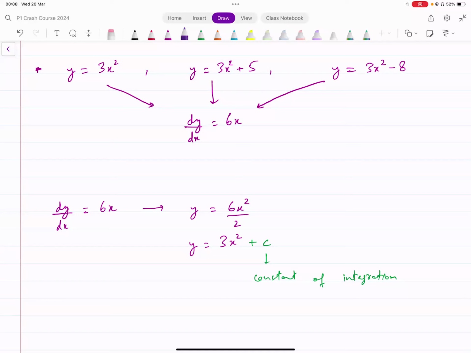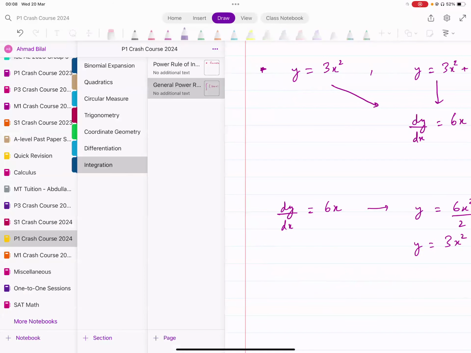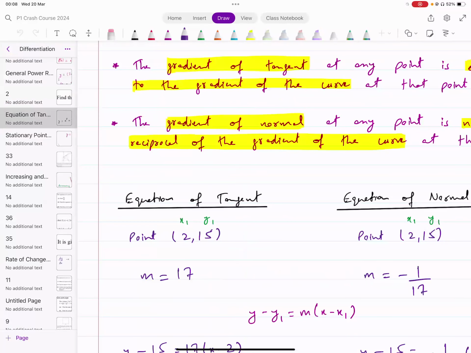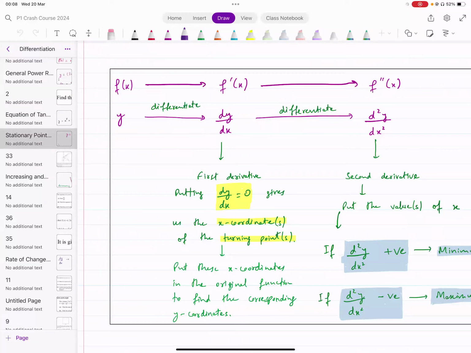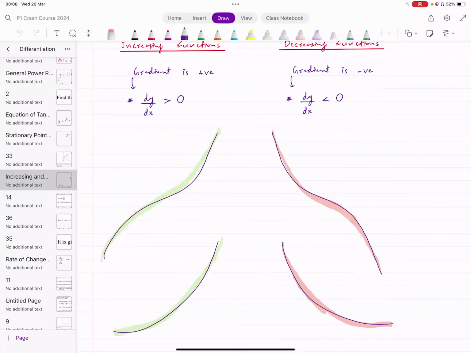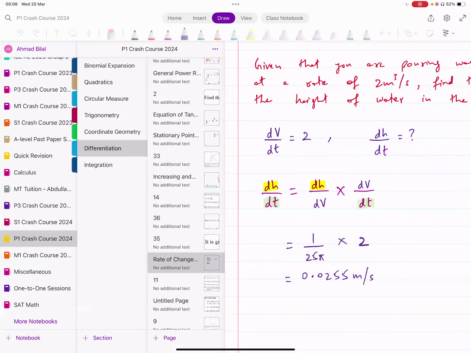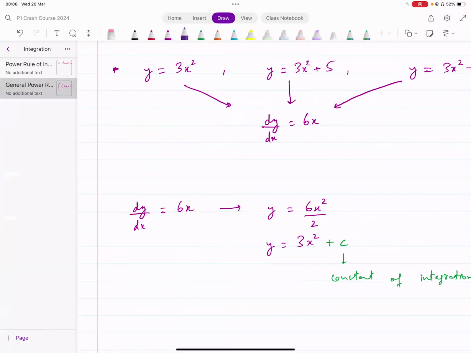So now that we know how to integrate, the rest of this topic is about the applications of integration. Just like in differentiation, we had the power rule, and then we learned a number of different applications of differentiation. For example, how to find equations of tangents and normals, stationary points and their nature, increasing and decreasing functions, rate of change, and chain rule. All of them were applications of differentiation. So now that we know how to integrate functions as well, the rest of this topic is going to be about applications.